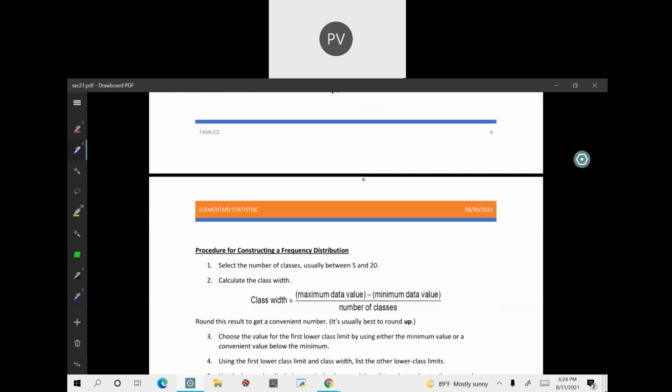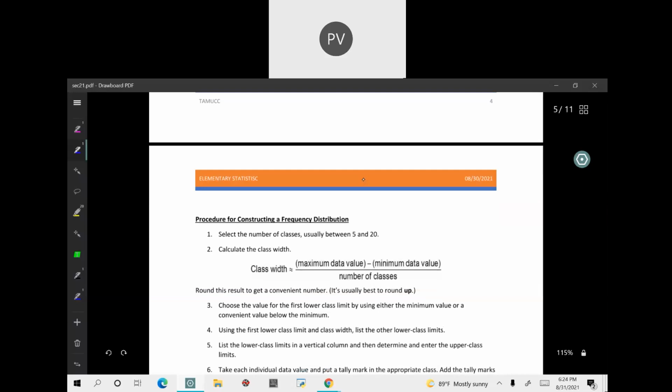Okay. Now let's see how to construct this table. First, we need to select the number of classes. Usually the number of classes will be given in your problems and examples, so you don't have to worry about that. If not, you have to select the number of classes between 5 and 20. Why? Because if you do not select a number of classes in this range, then it might be difficult to detect any patterns in your data set. That is why we choose a number between 5 and 20.